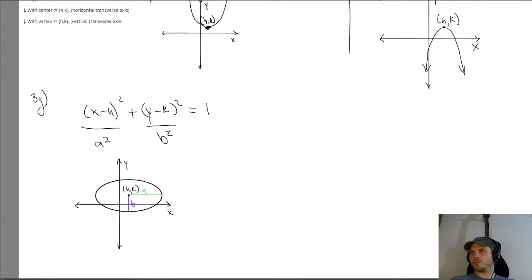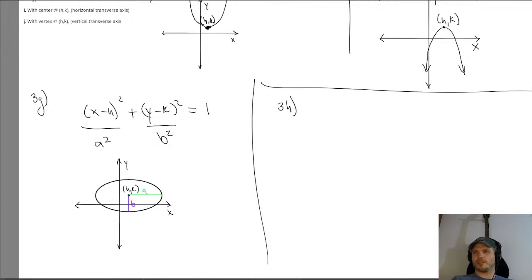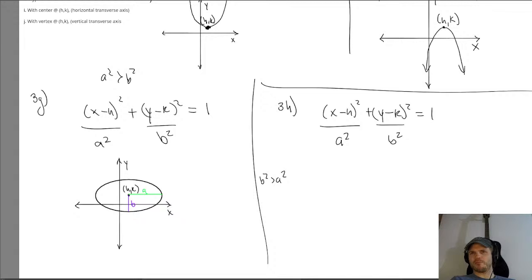And then we'll go a, b, and it's going to be the same exact thing. We're going to have (x minus h) squared plus (y minus k) squared. So it's very similar to the circle, only you're going to put it equal to 1, which is the same as 1 squared, right? And then over a squared and over b squared. Now, for this first one, a squared is greater than b squared. But for this one, we're going to have b squared greater than a squared. And that's why our major axis and minor axis are going to switch.